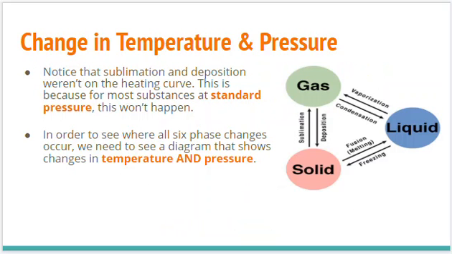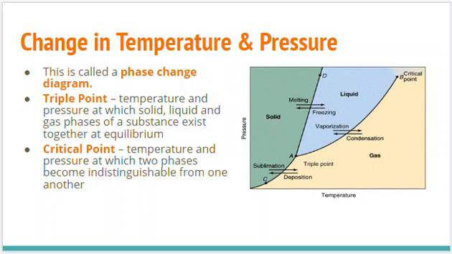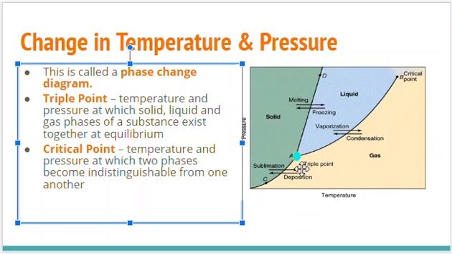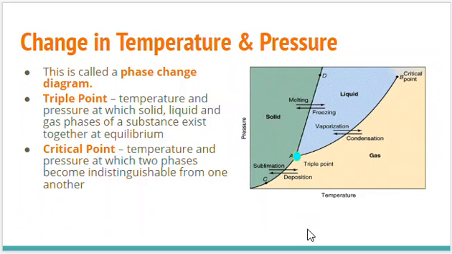This is a similar slide from last week. At standard pressure, you don't typically see sublimation and deposition. So we can change both temperature and pressure in order to see all those phase changes. So we have our phase change diagram. We have our triple point, and that is the temperature at which all 3 states of matter exist at equilibrium. We have our critical point up here, and that is where our two phases become indistinguishable from one another. Remember, the high heat wants to evaporate all liquids, but the high pressure wants to condense a gas back into a liquid. And so we get that supercritical fluid that we cannot take apart.